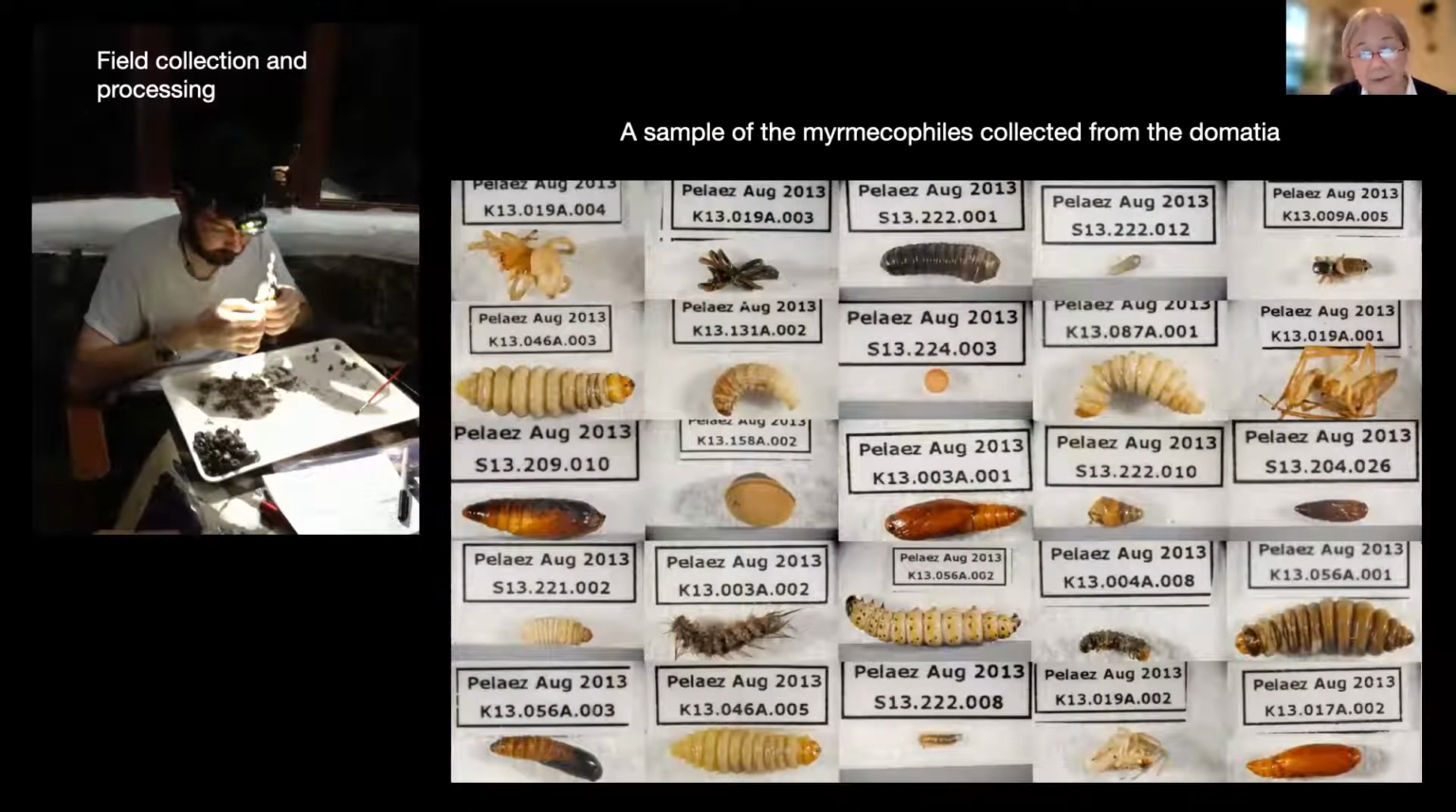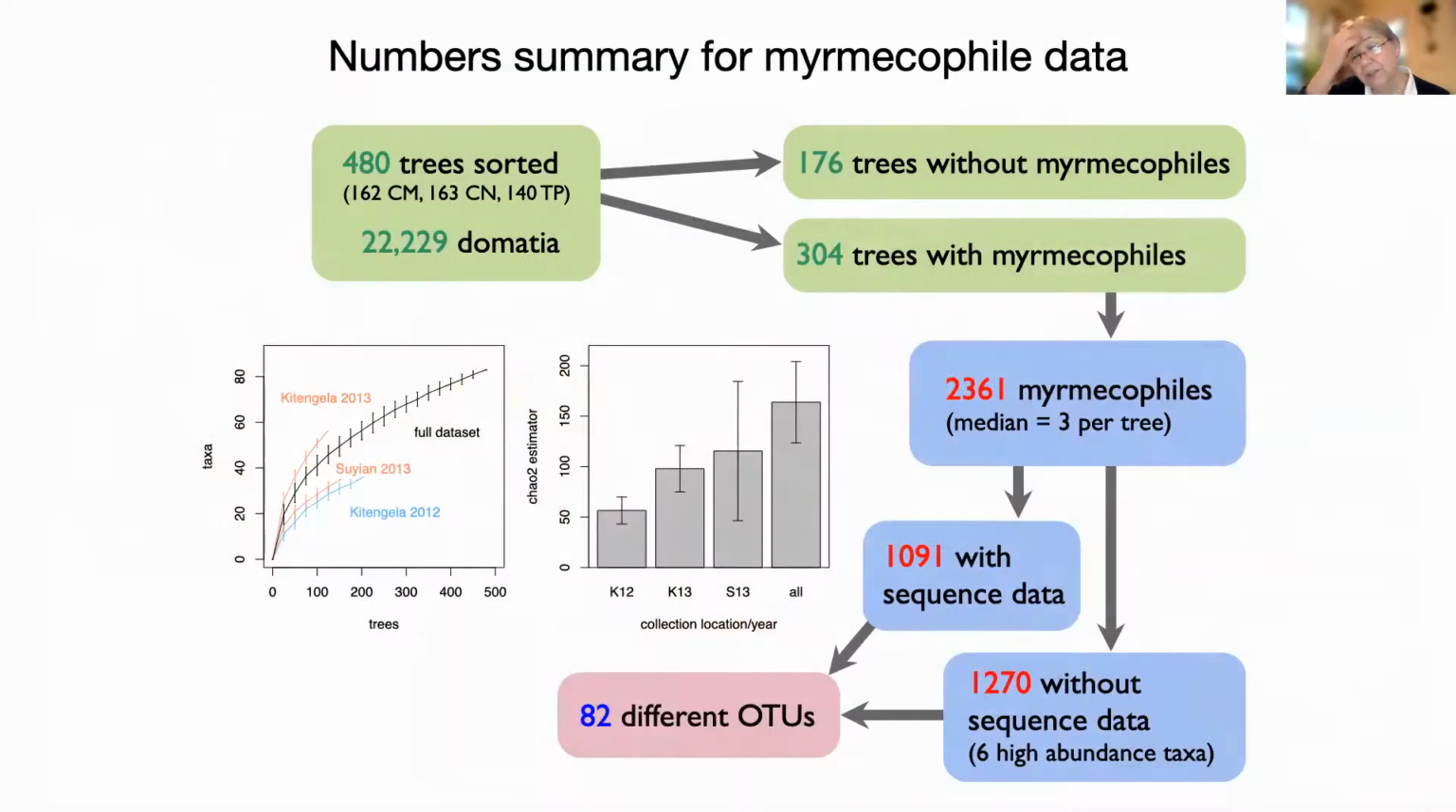In the old days, there would have been no chance of knowing what these things were. But of course, now we can take the larval and juvenile forms, even the eggs, and sequence them and have a pretty good chance of figuring out, at least to genus level, what was inside the domatium. So this gives you an example of the results from 22,000 domatia, showing at least 82 different OTUs, or operational taxonomic units, which we call species in this case, of different myrmecophiles.